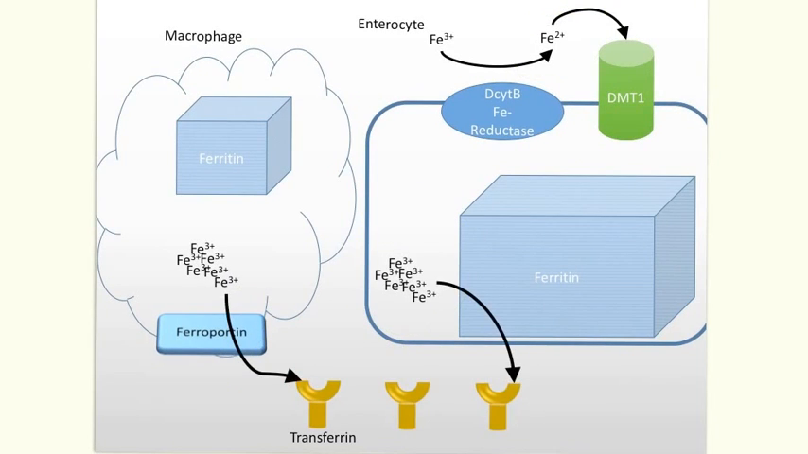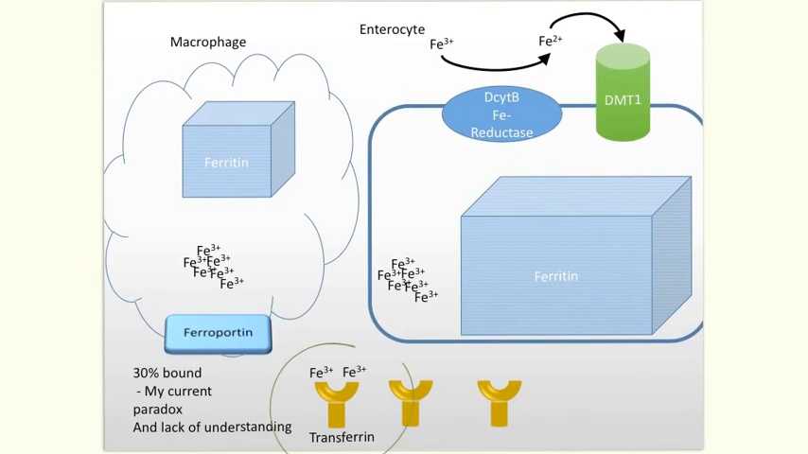So it gets secreted and it binds to the transferrin. Usually transferrin is 30 to 40% bound. 40 is even high. But what you can see here is I have 3 transferrin molecules, and each transferrin molecule can bind 2 irons in the Fe3+ state. Now this is fine, but allow me to explain this paradox, this problem that I have with this.